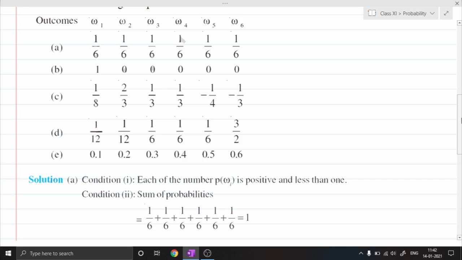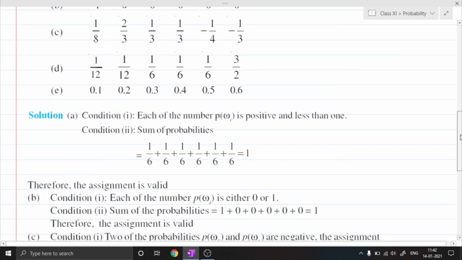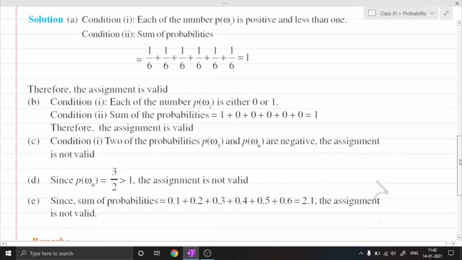Okay, so here we can say that in part C, the given assignment is invalid. I will show you what explanation is given in the solution. See, in the third part they are saying two of the probabilities, P(w5) and P(w6), are negative, therefore the assignment is not valid.